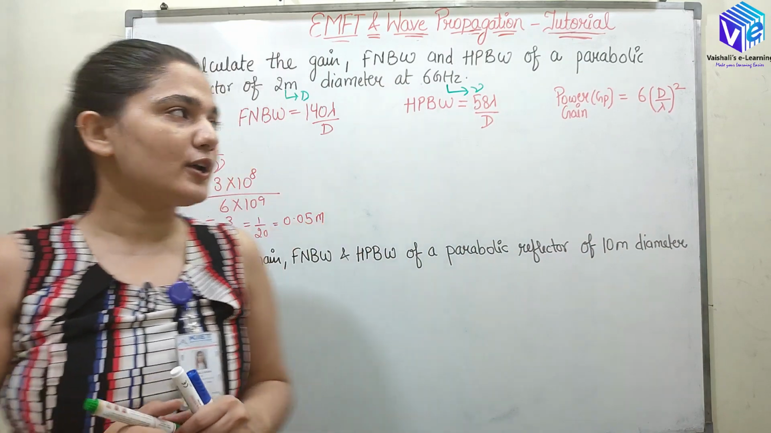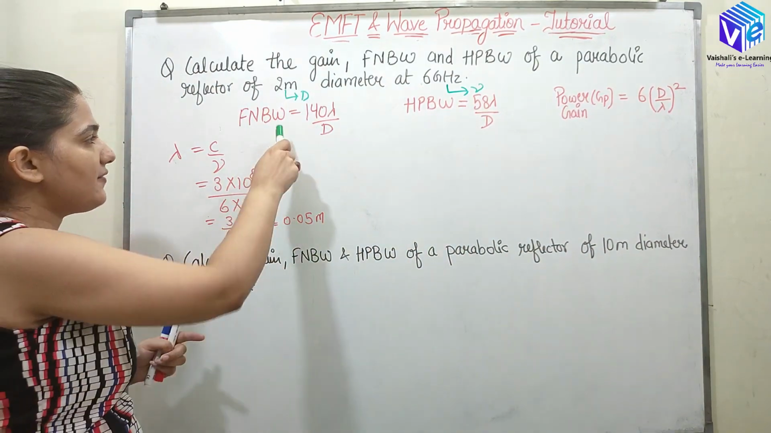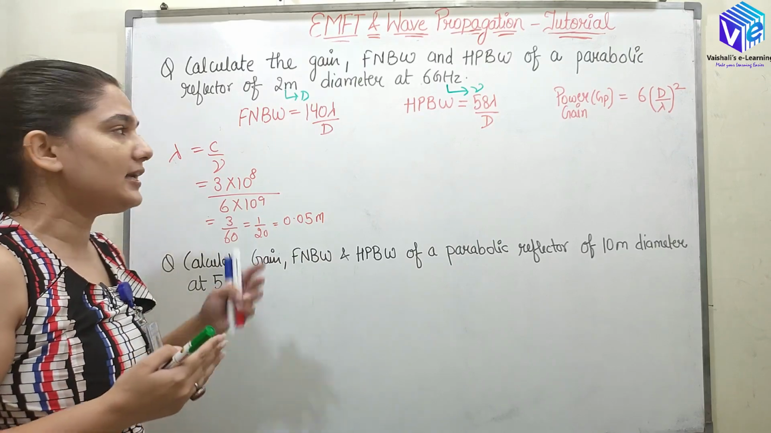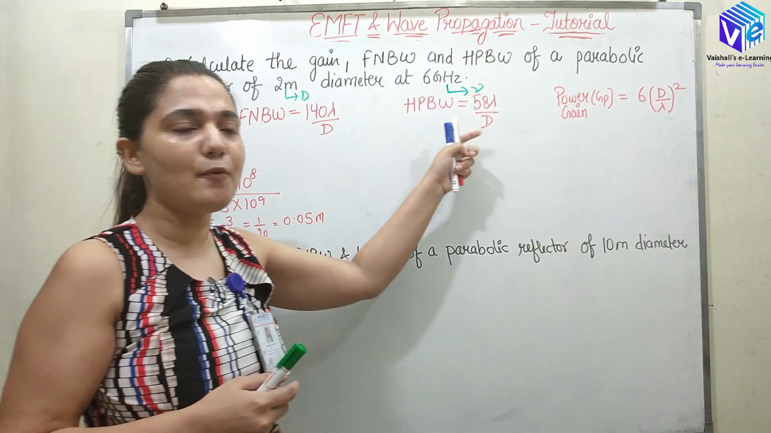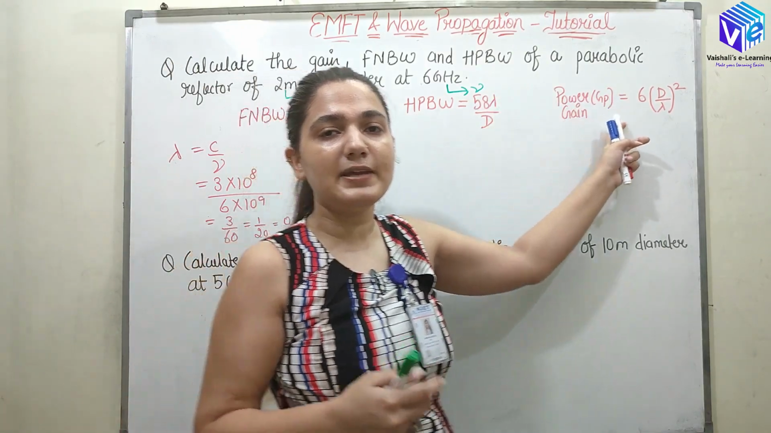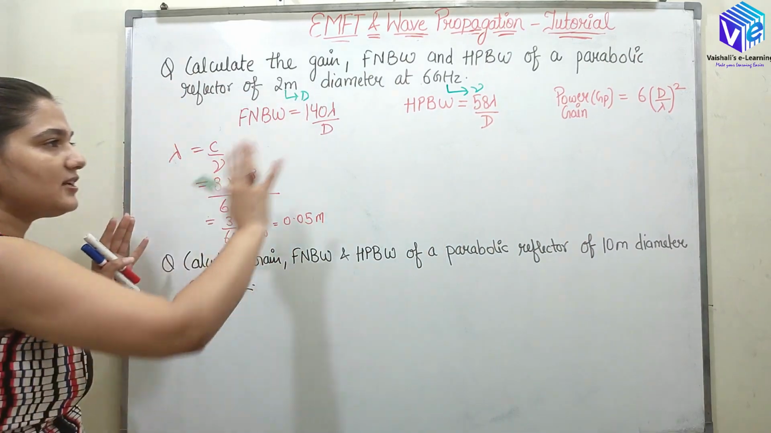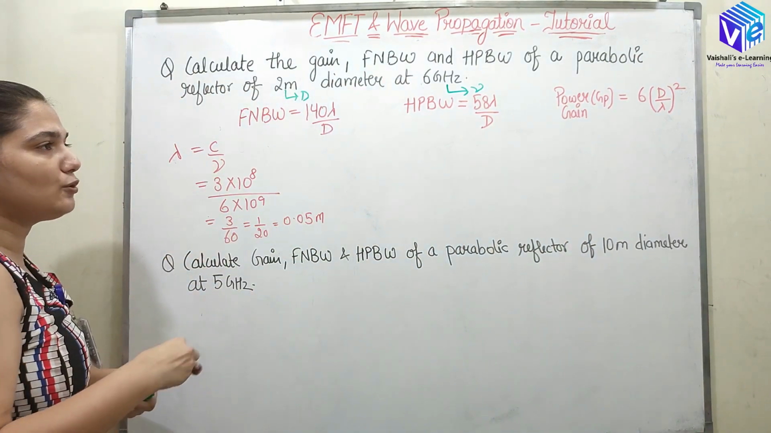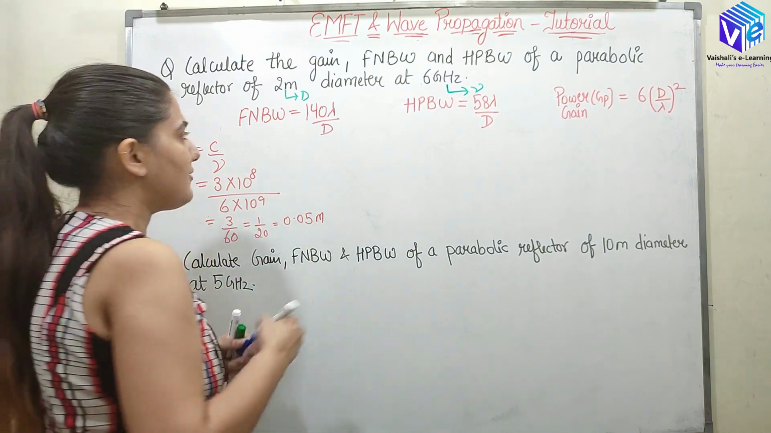so don't forget to put the units. Okay, now coming to the first null beam width. In the case of a reflector antenna, first null beam width is equal to 140 lambda upon D, half power beam width will be equal to 58 lambda upon D, and the power gain will be equal to (6D upon lambda) whole square. So these three parameters we need to calculate. We know the formula, we know what is lambda, we know what is D, so easily we can find them out.